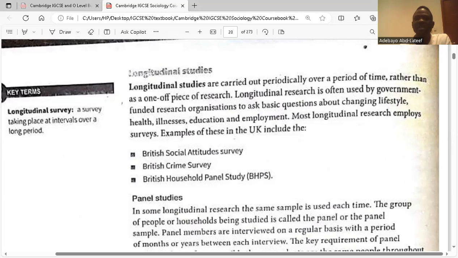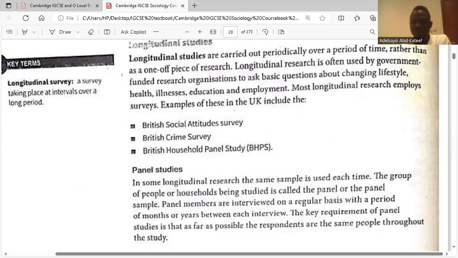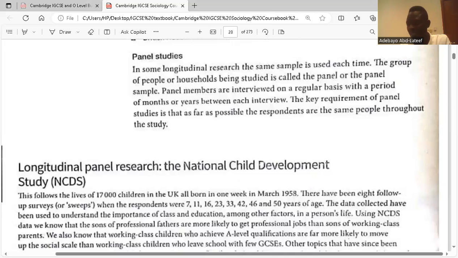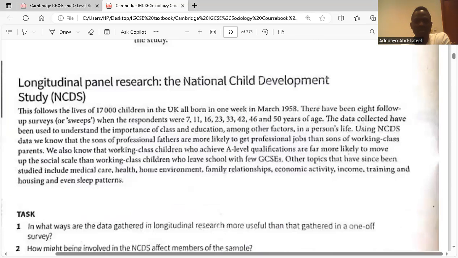Most of the time, it's government that uses longitudinal research because they have the budget for it. Clear? So I think you know what a panel study is now. The panel are the group of people that are involved in that longitudinal research. We call them panel studies. Then, what is the key requirement of a longitudinal research? The key requirement is that the respondents should be the same for as long as the research will take. They should be the same respondents until the research is concluded. Is it clear? Yes.